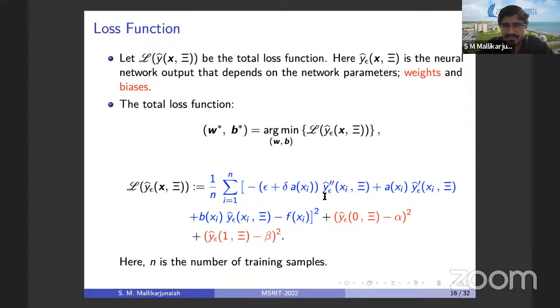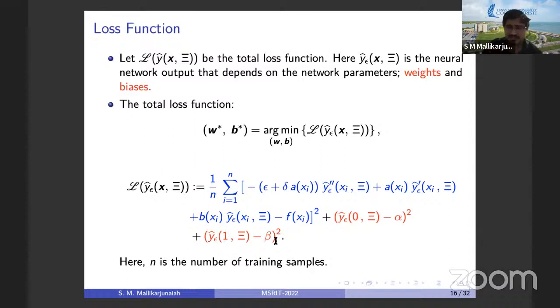Okay. Now, since y cap epsilon is my approximation to the solution y epsilon, I'm going to replace that in the differential equation, move f of x to my left hand side. I take a root mean square kind of loss function. So the blue terms come from the differential equation, the red two terms come from the boundary condition.